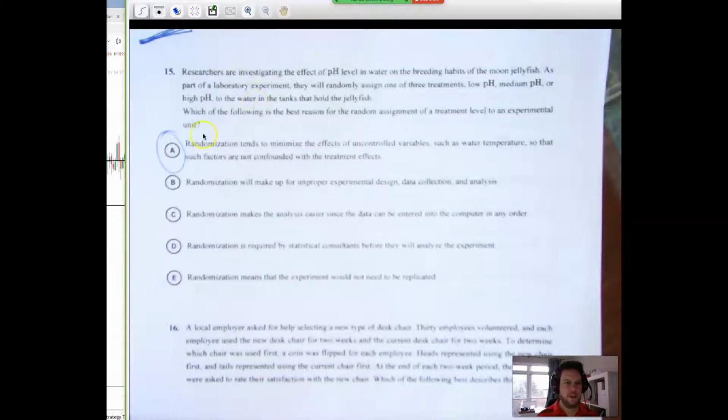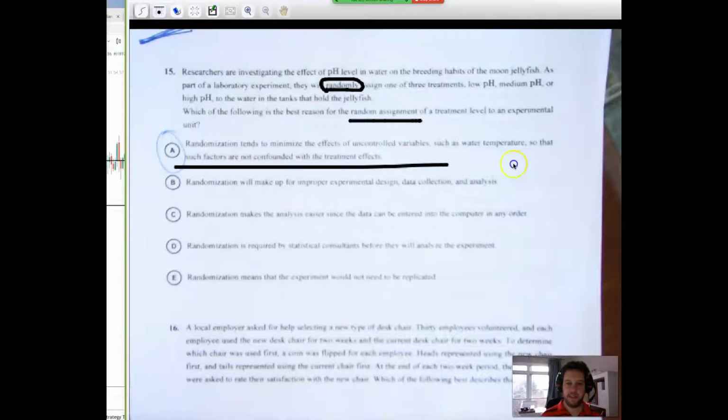All right, so 15 here. Researchers are looking at the effect of pH level on the breeding habits of this kind of jellyfish. They're going to randomly assign one of 3 treatments to the water in the tanks that hold the jellyfish. Which of the following is the best reason for randomly assigning? So this is in general. They give you this specific scenario, but the reason you are randomly assigning in general is exactly this answer.